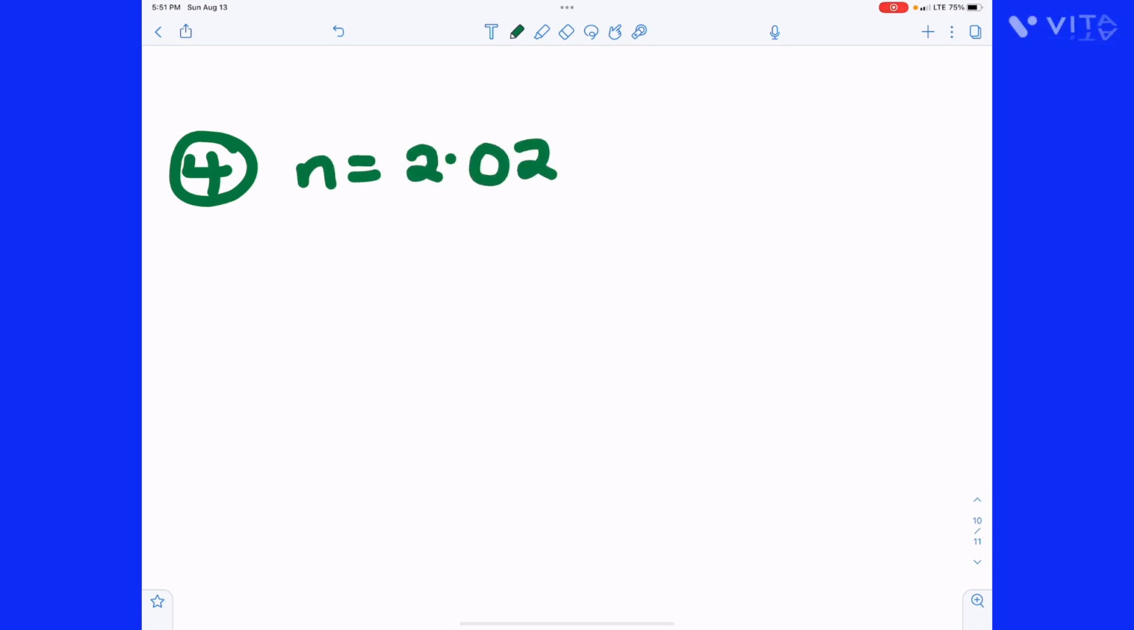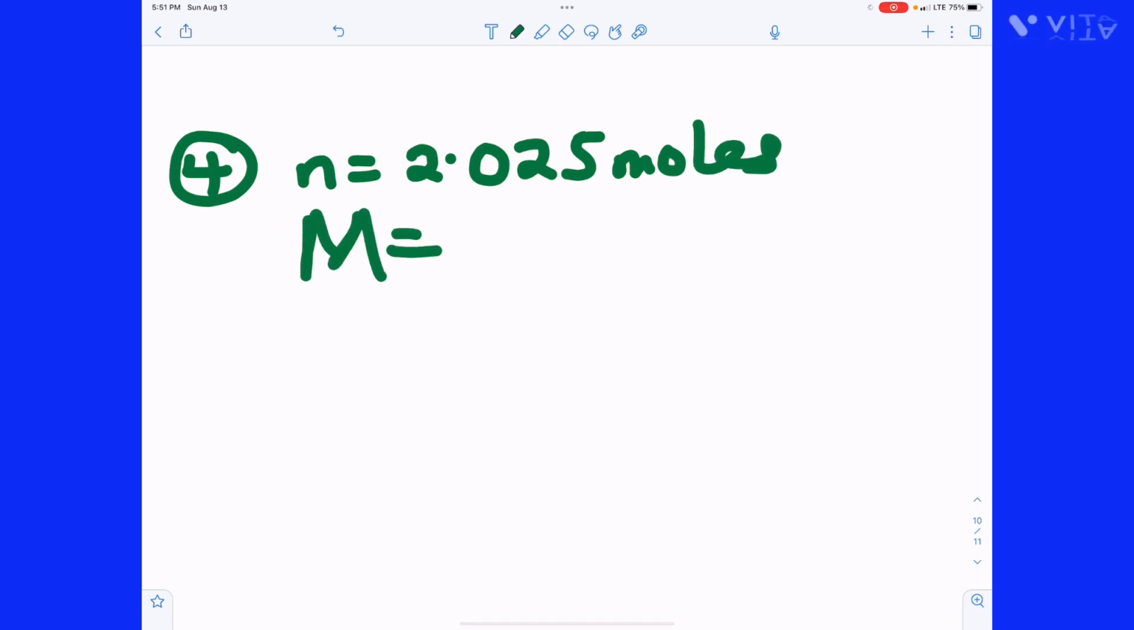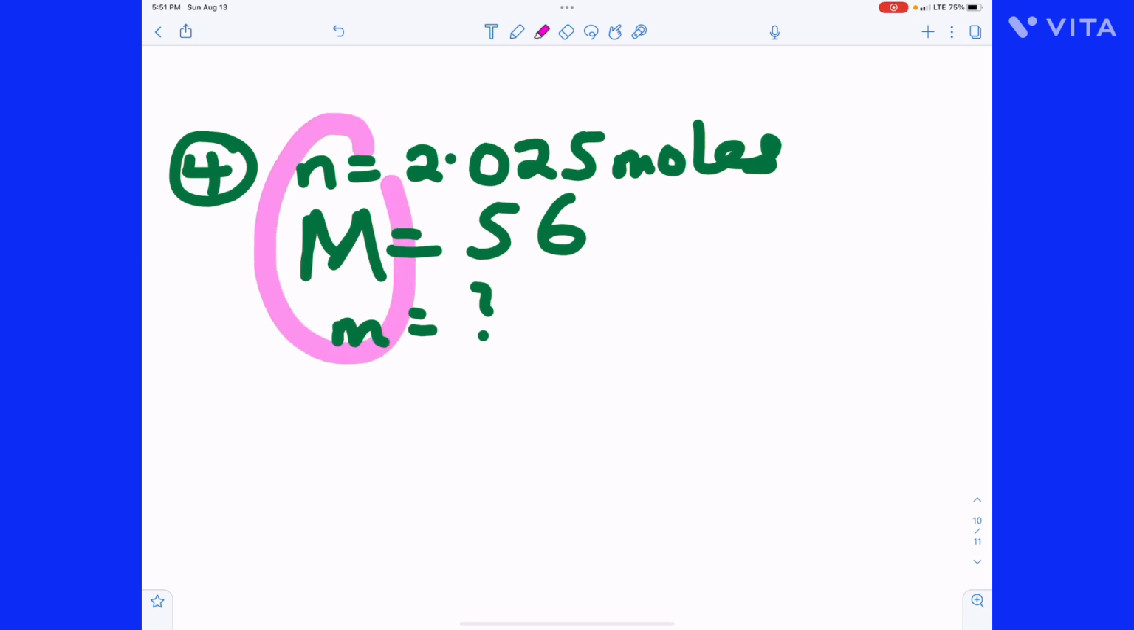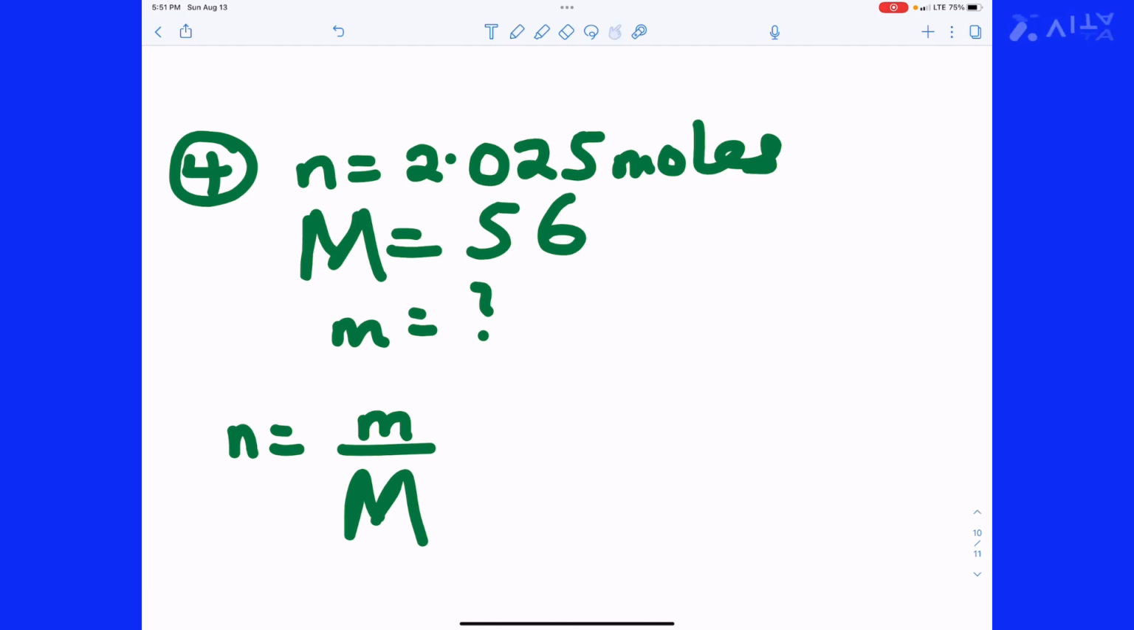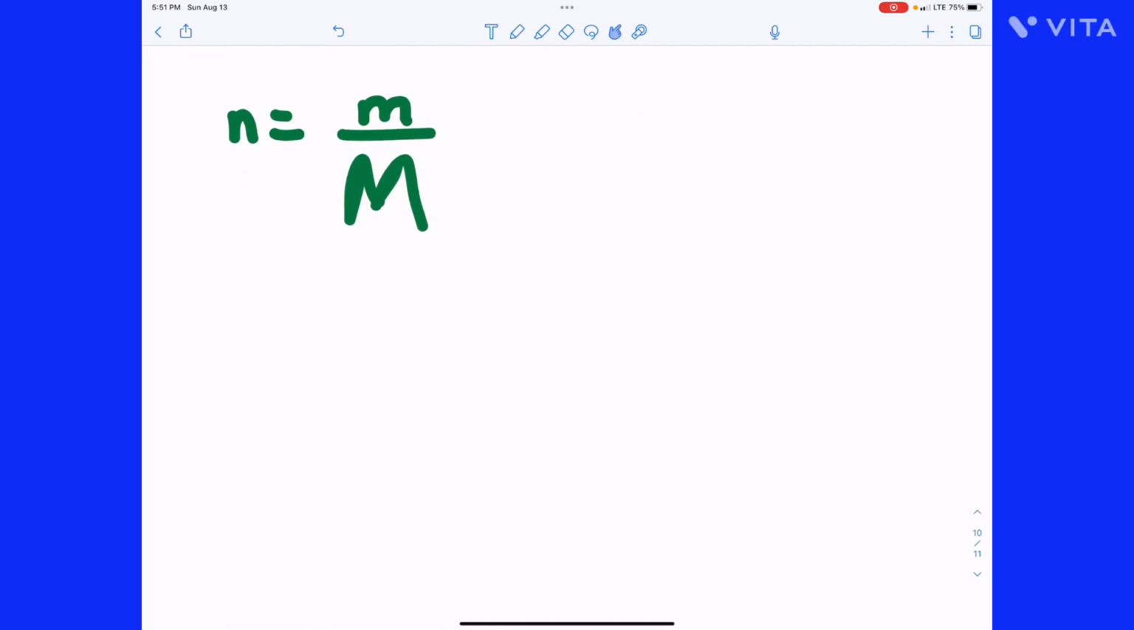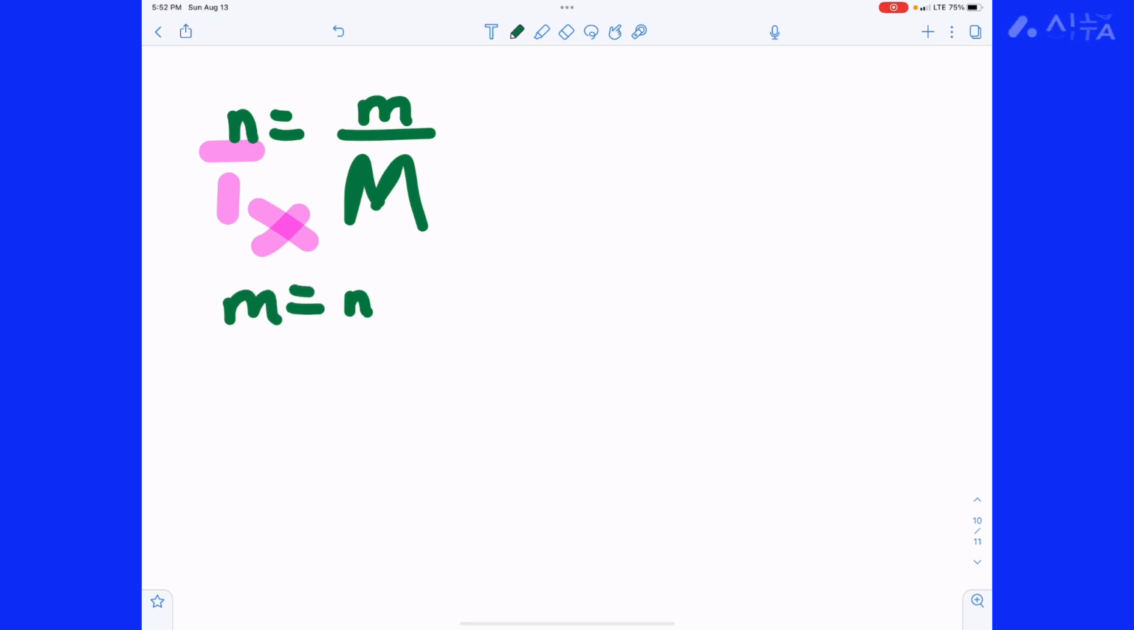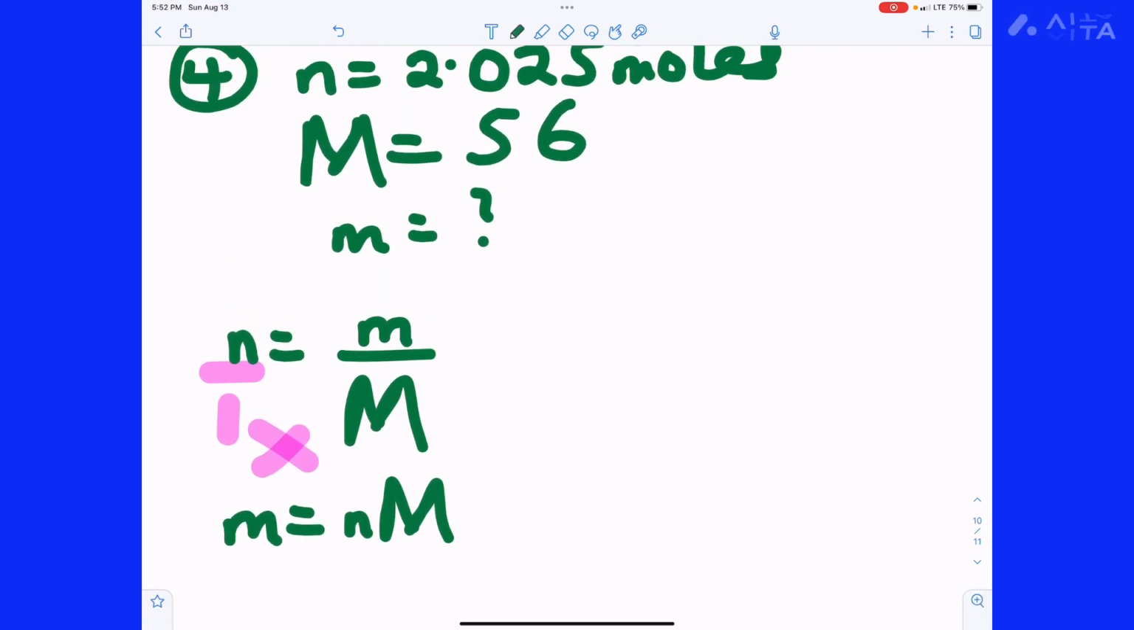So we know the number of moles, 2.025 moles. Now, the molar mass of iron, 56. We are looking for the reacting mass. That's not difficult. What formula connects number of moles, molar mass, and reacting mass? N is equal to reacting mass over molar mass. So if you cross multiply here, what do you get? You get reacting mass is equal to number of moles times molar mass. So that brings us to the answer.